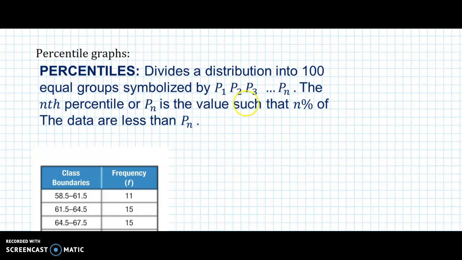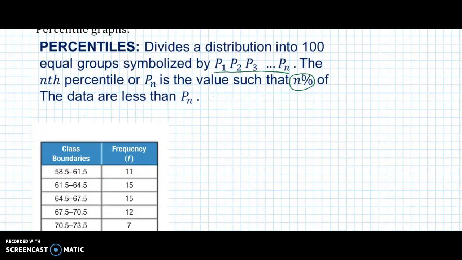A percentile divides a distribution into 100 equal groups symbolized by P1, P2, P3, and then all the way to P100. The nth percentile, or Pn, is the value such that n% of the data is less than it, which is a very mathy way of saying it's a way of saying how much bigger you are. A lot of times you hear about this when you talk about the growth of children over the course of time or that kind of stuff.